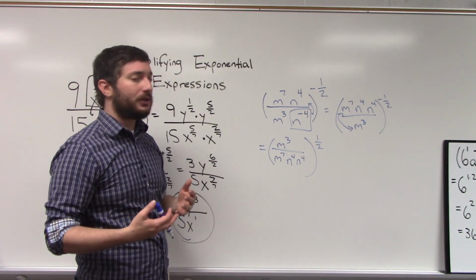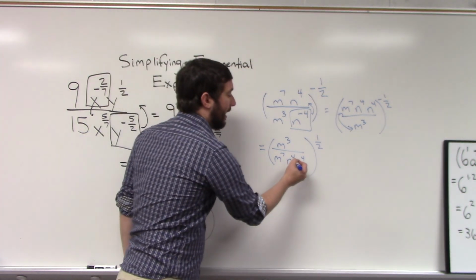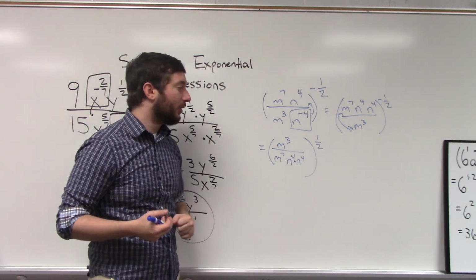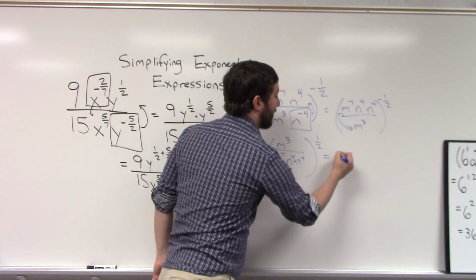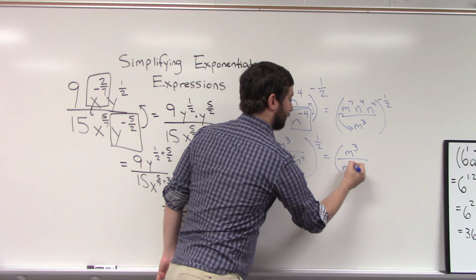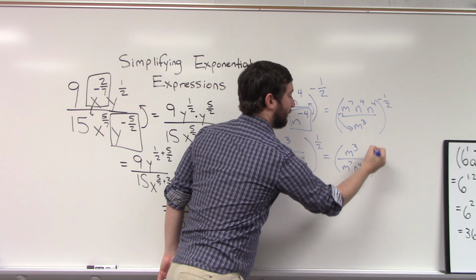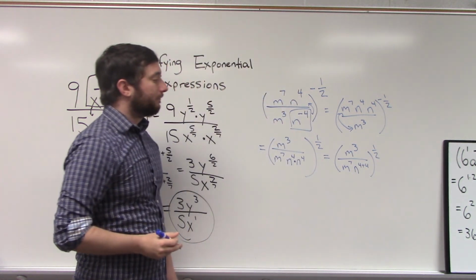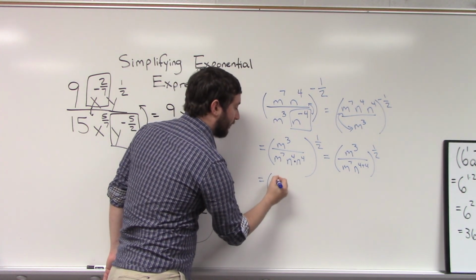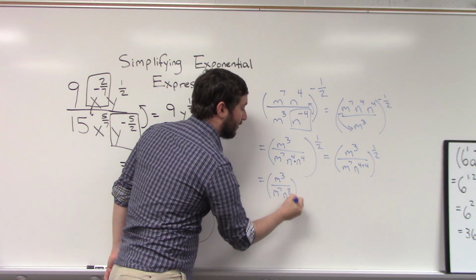Other rules that we're going to have to use, for example, we're going to have to use the product rule. Notice that we have n to the fourth times n to the fourth. Two numbers that have the same base. So what that means is that we're going to need to add those exponents. Right? So doing that, simplifying, we have n to the power of 8.